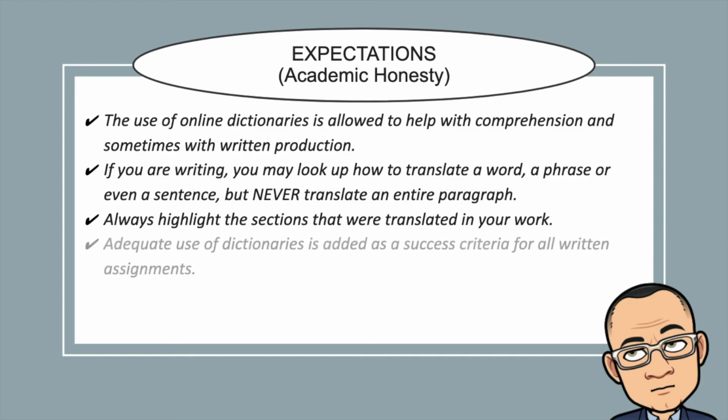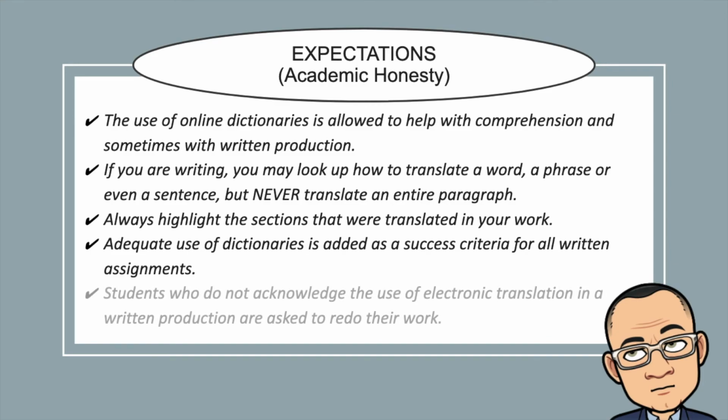Number 4, adequate use of dictionaries is added as a success criterion for all written assignments. So we have rubrics, and in the rubric there will be a point about adequate use of dictionaries, because teachers know when students have used a dictionary and they will be able to assess that. And this is what this point is about. And the last expectation is that students who do not acknowledge the use of electronic translation in their written production will be asked to redo their work. This is really, really important.